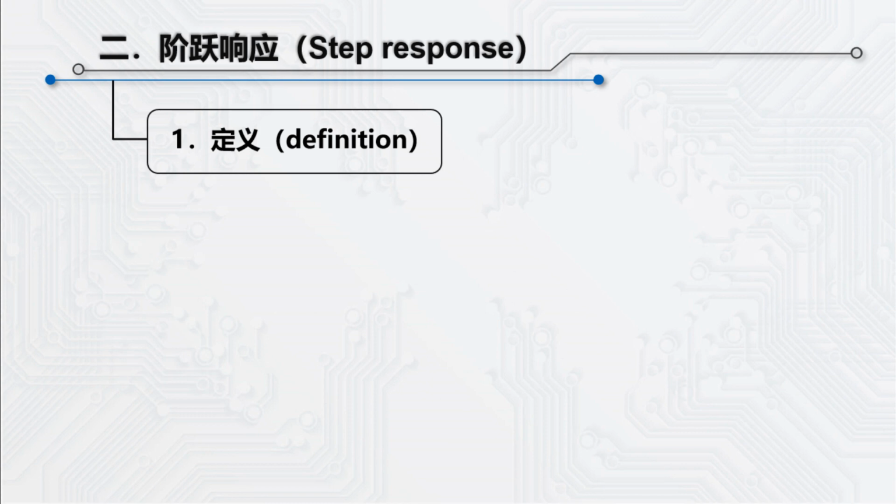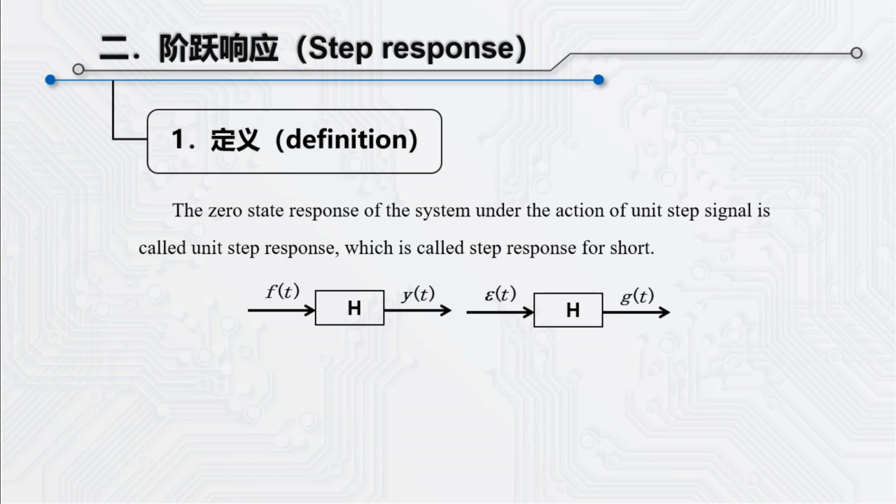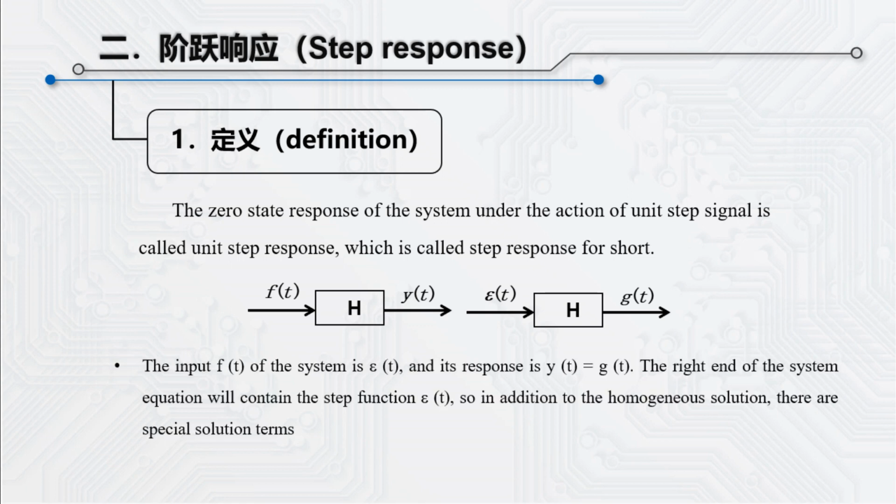Well, we discussed impulse response. Let's take a look at the step response. Step response is the zero-state response generated by the system under the action of a unit step signal. We use g(t) to represent it. So this is the zero-state response.